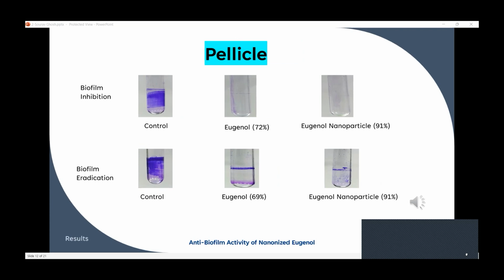Pellicle is a form of microbial assemblage which is formed at the air-liquid interface. It is more clearly visible in a glass tube than in a well plate. For assessing pellicle inhibition and eradication, the same experimental method was followed as for biofilm biomass. In both cases, eugenol nanoparticle is showing better results than free eugenol.